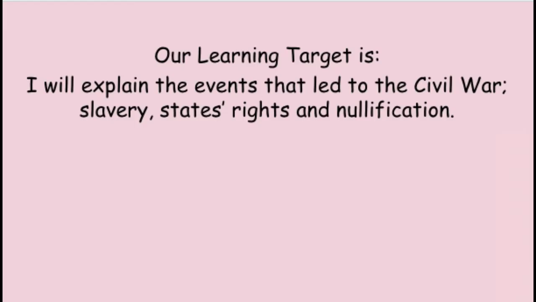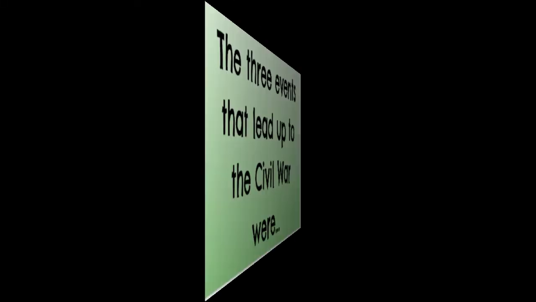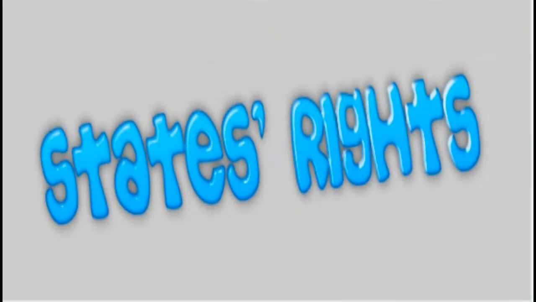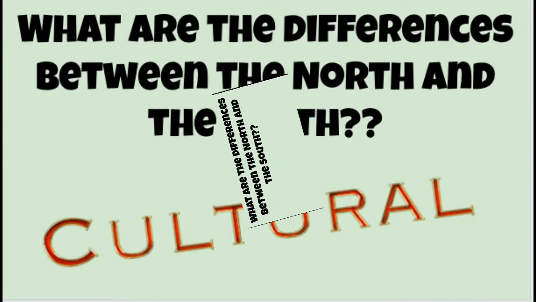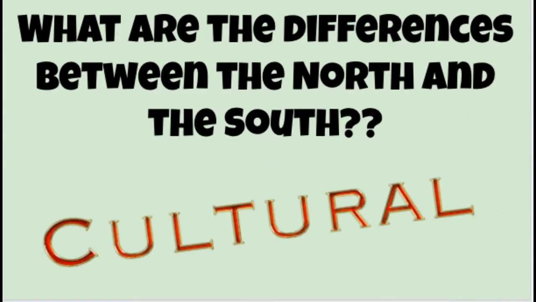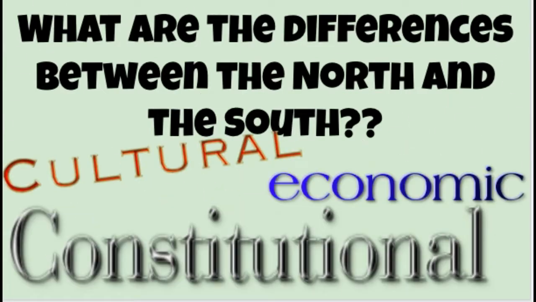Our learning target is, I will explain the events that led to the Civil War: slavery, states' rights, and nullification. The events that led up to the Civil War include slavery, states' rights, and nullification. These three things divided families and the country. What are the differences between the North and the South? The differences between the North and the South were cultural, economic, and constitutional.